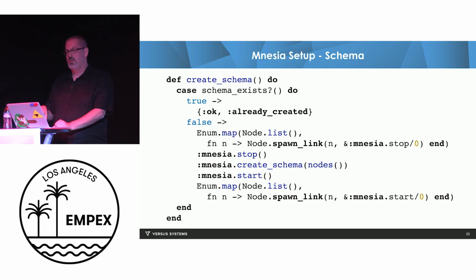And if we don't, we're going to map over all the other nodes in the system and tell them to please stop Amnesia. We're going to stop Amnesia on our current node, and then we'll create the schema and tell it to use all the nodes in our system. And then we'll start Amnesia back up on our current node, and then we'll go over all the nodes in our system and start up Amnesia on those as well.